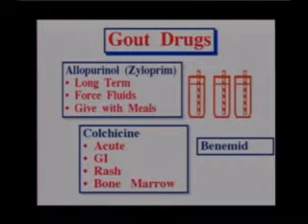Drugs that are commonly used to treat gout: allopurinol or Zyloprim. Now, if a physician picks up in the patient that they have a high uric acid level, and says, you're at high risk for gout, they might put them on allopurinol to prevent gout attacks. So it's often used for long-term management or prevention of gout attacks.